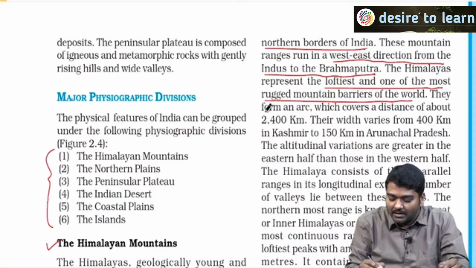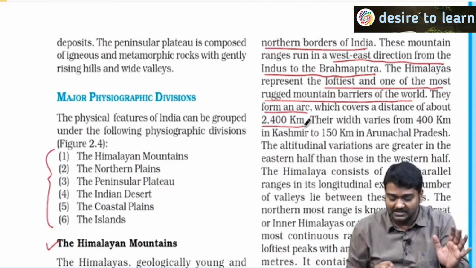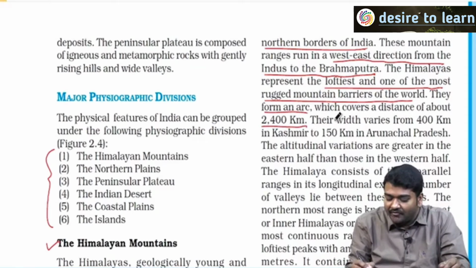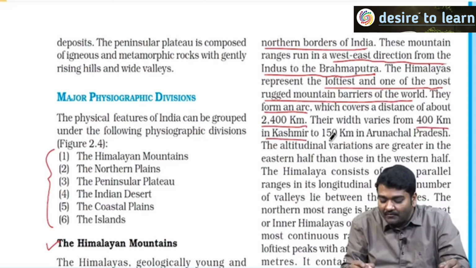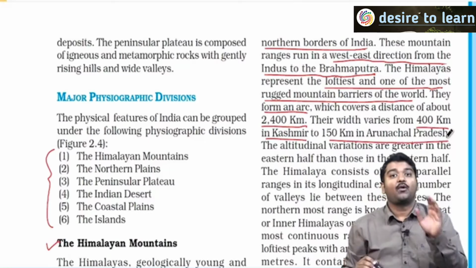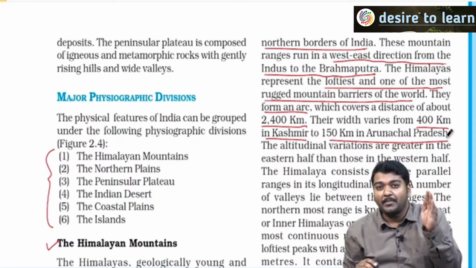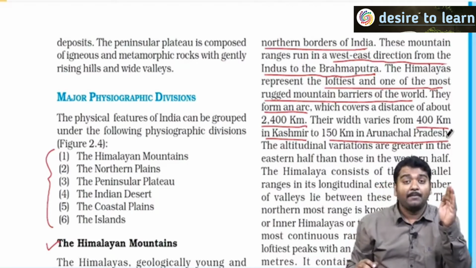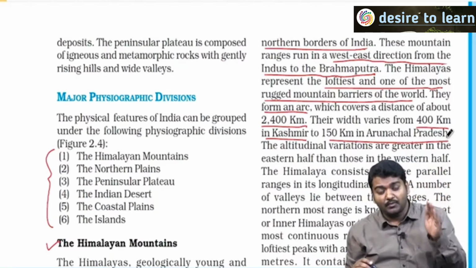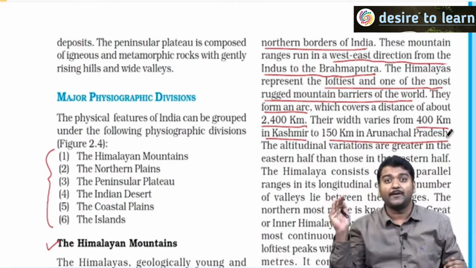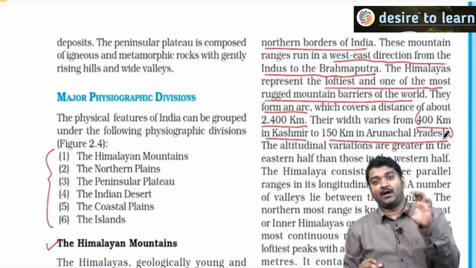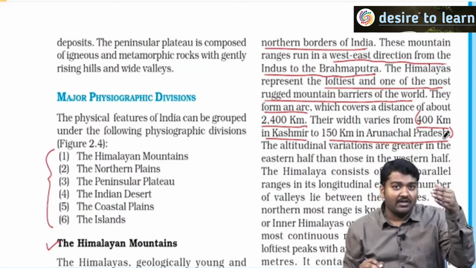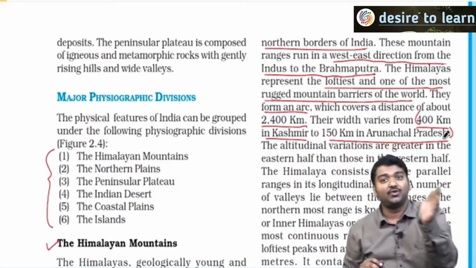And they are in the form of an arc and cover a distance of 2,400 kilometers. Not very much required, but still read. You can see their width varies from 400 kilometers in Kashmir to 150 kilometers in Arunachal Pradesh. What is the reason? I told you sedimentary deposits were present more on the western side because you have Indus, Satluj, Ganga, Yamuna, all these rivers, whereas on the eastern side the deposits are less, so width is also less. Most important factor, UPSC may give you: the width of Himalayas decreases from west to east.